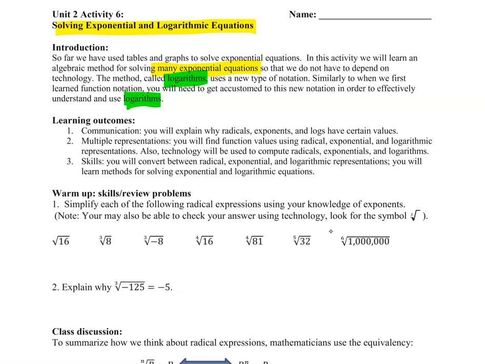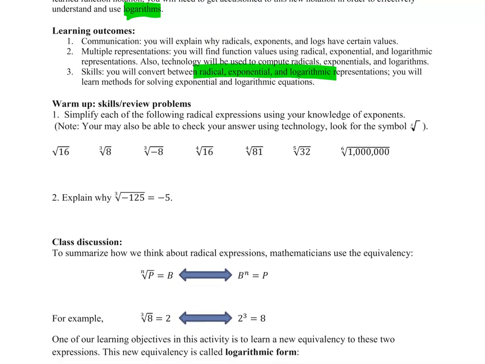Learning outcomes: you will explain why radicals, exponents, and logs have certain values. You will also find function values using radical, exponential, and logarithmic representations. Technology will be used to compute radicals, exponentials, and logarithms. You will also convert between radical, exponential, and logarithmic representations. You will learn methods for solving exponential and logarithmic equations. Let's start with some warm-up problems.